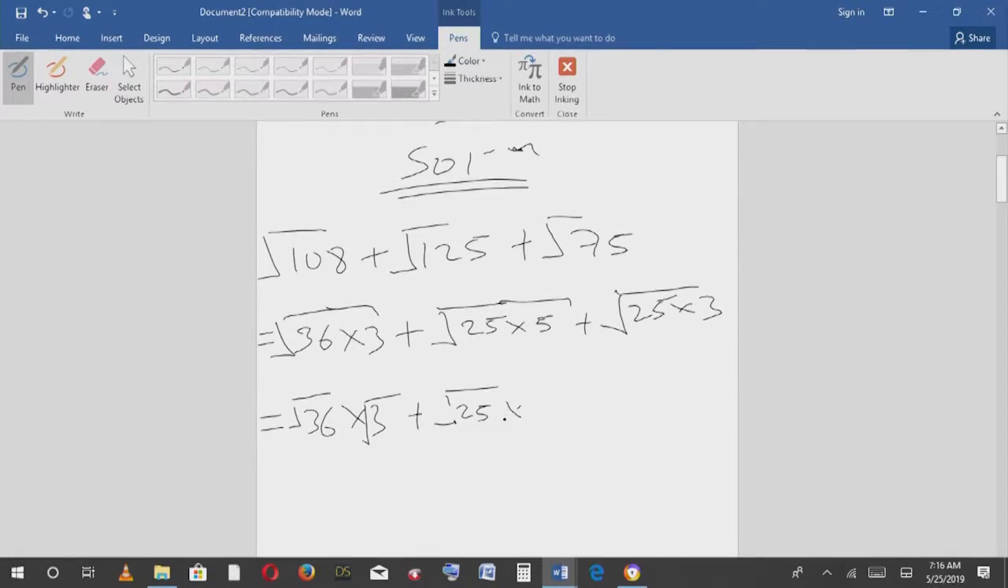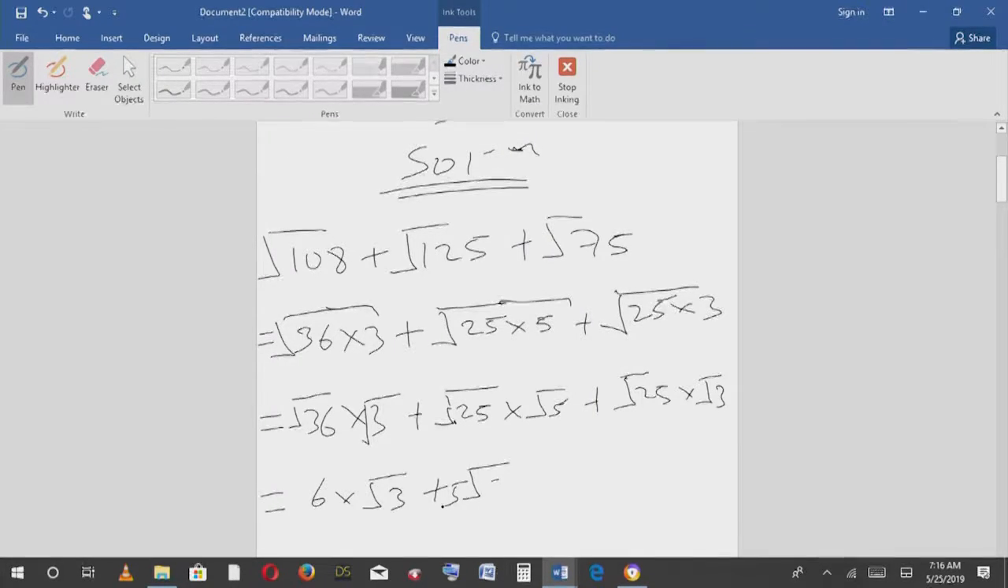25 multiplied by the square root of 5. Okay, we distribute this again. We say the root of 25 multiplied by the root of 3. So the root of 36 gives us what? 6 multiplied by the root of 3, plus the root of 25 gives us what?